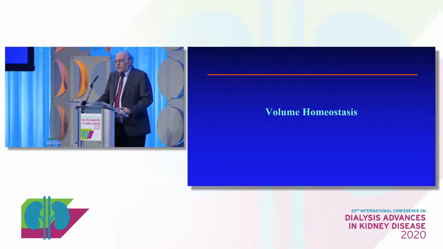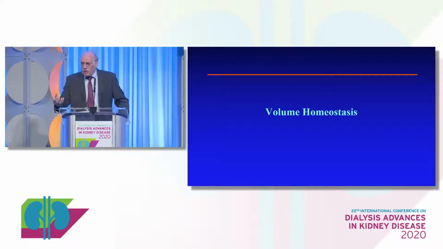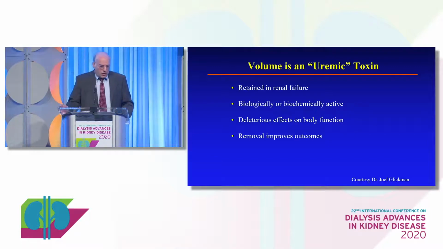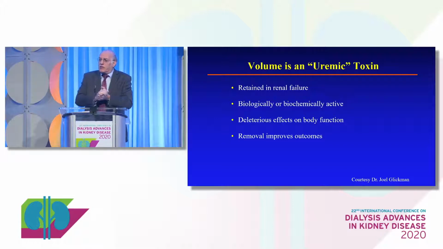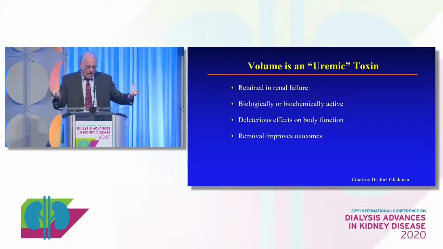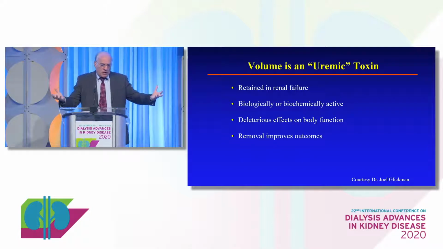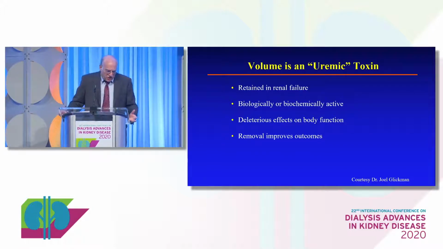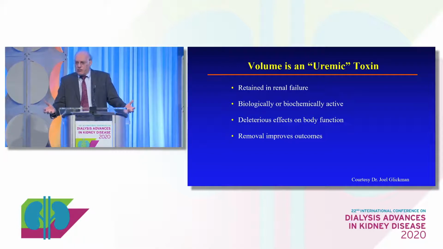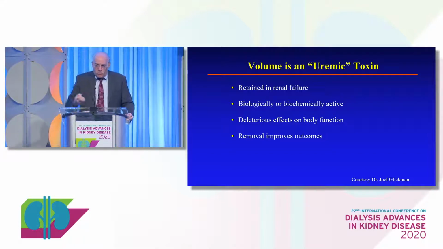What about volume homeostasis? We all know that maintaining volume homeostasis is important. Is Joel here, Joel Glickman? No, Joel gave me this slide, and I think it's wonderful. You know, volume is the uremic toxin, right? Because it's retained in renal failure, it's biologically active, it exerts deleterious effects on body function, and removal improves outcome. So water is bad.